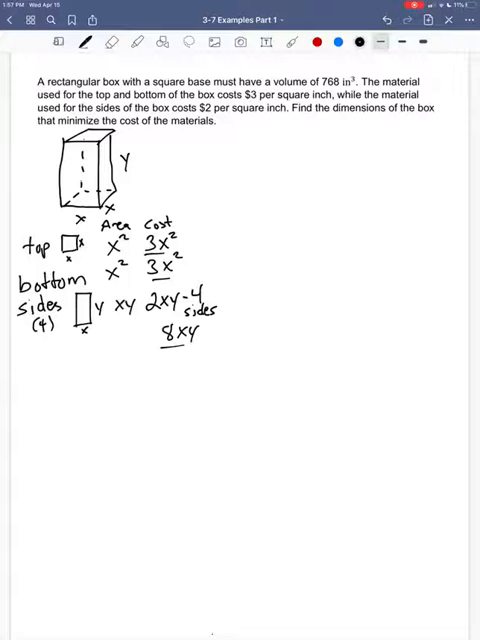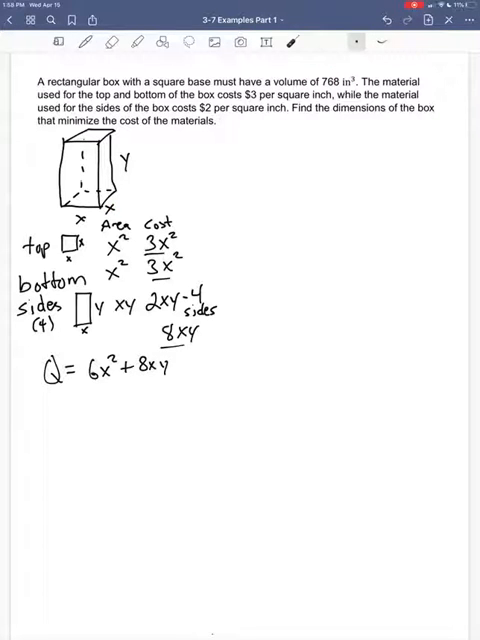So I'm looking here for my cost, my quantity q that I'm trying to minimize. 3x squared plus 3x squared gives me 6x squared, and then I'm going to have the sides 8xy. So that's my function q. Now the problem is I'm trying to minimize. I need to take the derivative of q, but there's 2 variables. So I need to look back here and say, is there another way of relating x and y together? And that's with this idea of the volume.